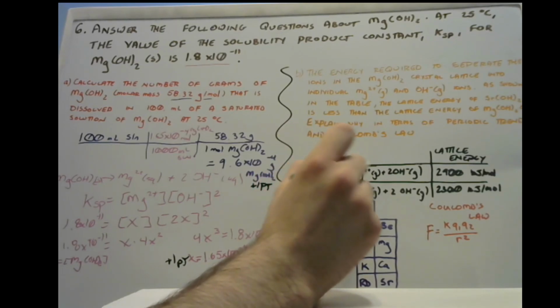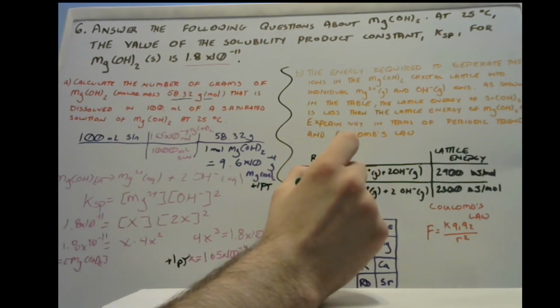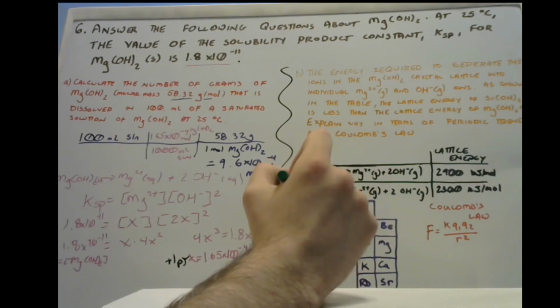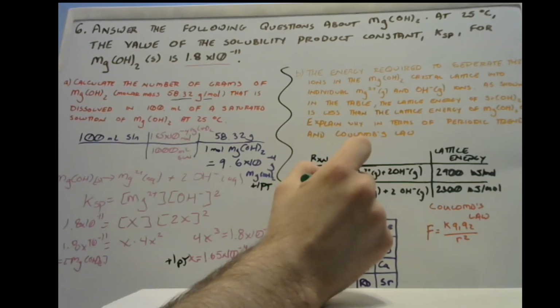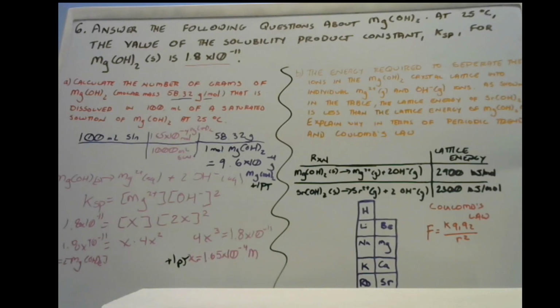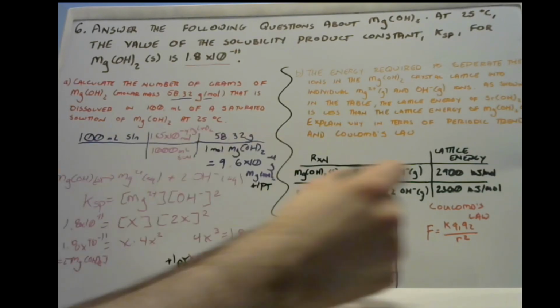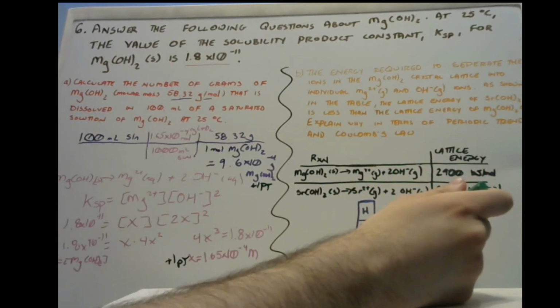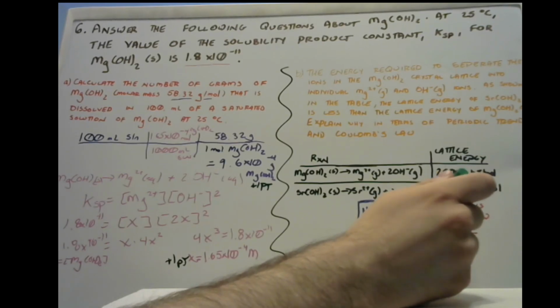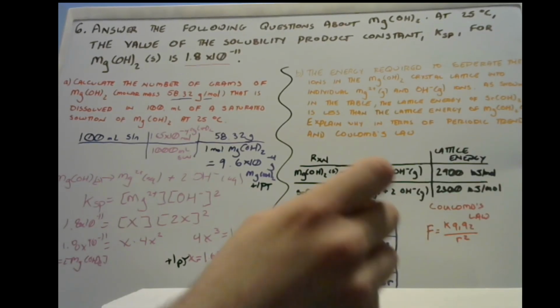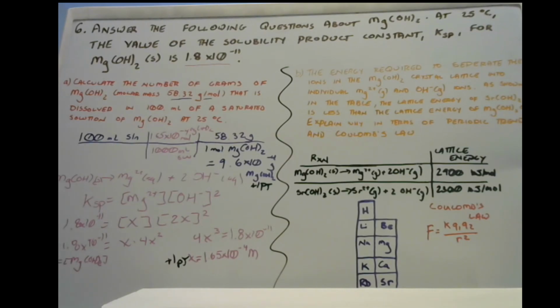Magnesium hydroxide into magnesium and hydroxide, Mg2+, OH-. Strontium hydroxide into Sr2+, OH-. So it can't be the charges, so now we need to look at the radius. If we go look at our periodic table, I've got a mini one just with the relevant data encapsulated here. I notice that magnesium is above strontium. Strontium is 2 down from it, right here. Which tells me that strontium is going to have a larger radius.